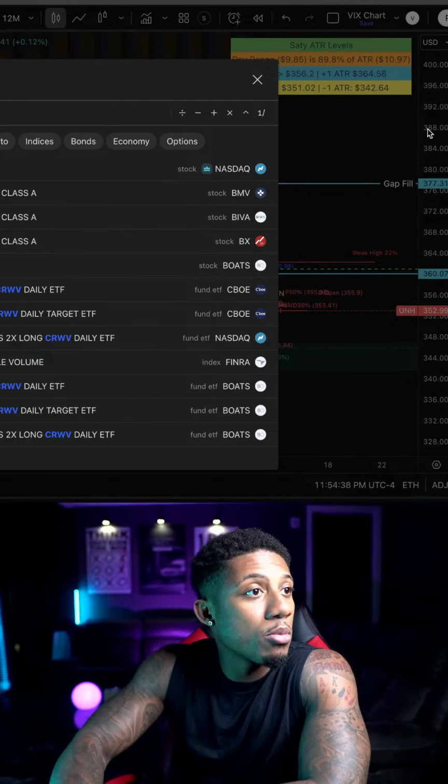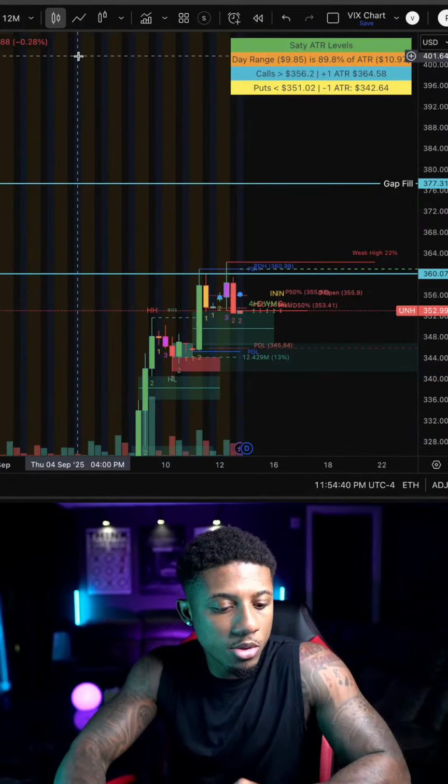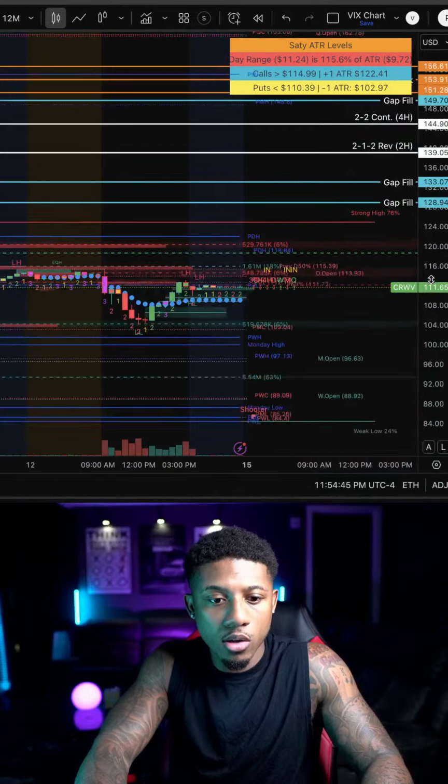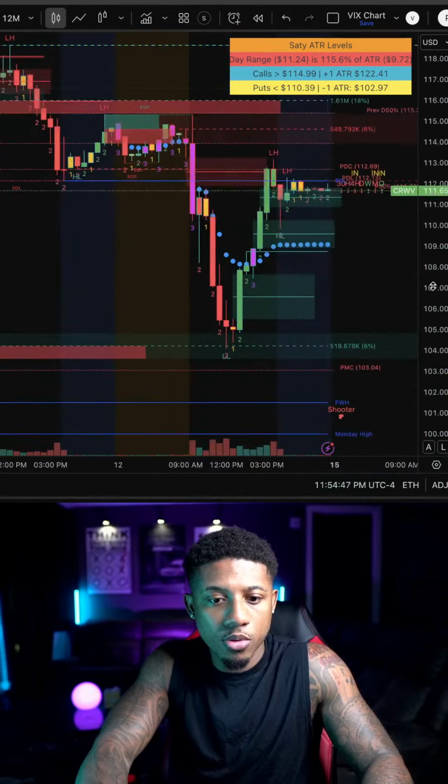Can you slide the screen over more? My bad. Let me just type in CoreWeave, and then we'll look at it here real quick. I'm gonna just pull this over here like this.